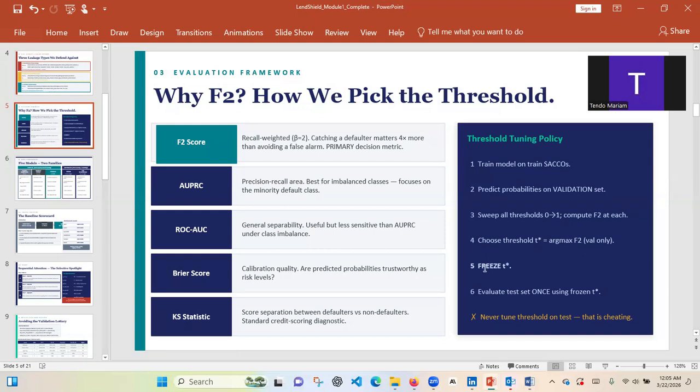And then the 5th step is to freeze the threshold. After that, we continue to the 6th step, which is to evaluate the test set once using the frozen threshold. And here it tells us that we should never tune the threshold on test. That is cheating.